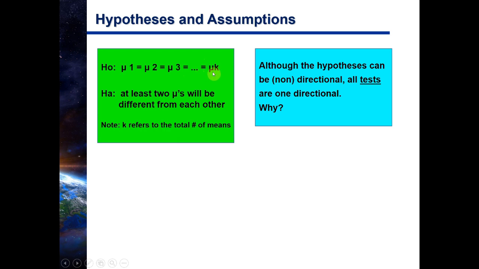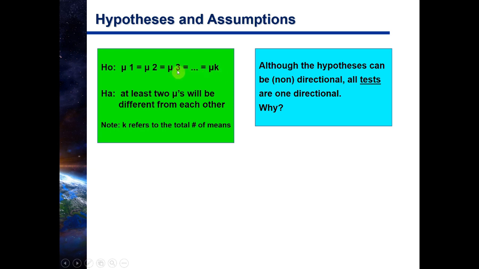All right, so mu k just means you stop when you have reached the end of the number of levels you have. So k just refers to the number of levels in your study, in your analysis, I should say. So if you have k equals 10, that means you have 10 levels. So you're going to have to go mu equals 1, 2, 3, 4, 5, 6, 7, 8, 9, 10. If k equals 8, it means you have 8 levels, and you're going to stop at mu equals 8.